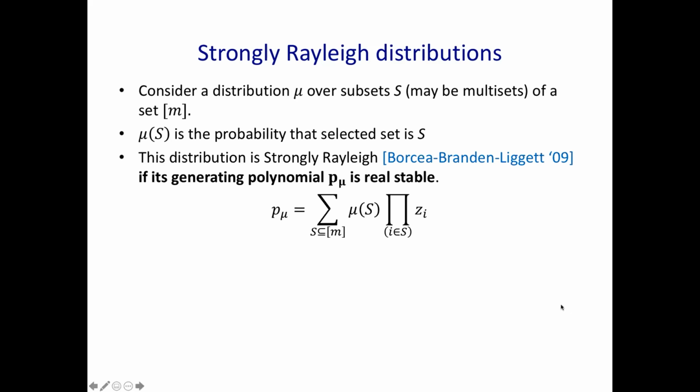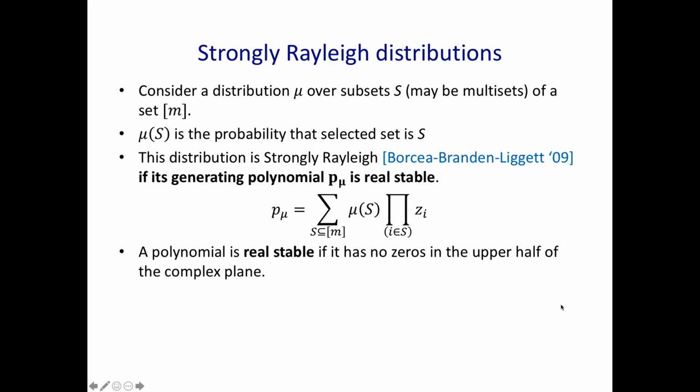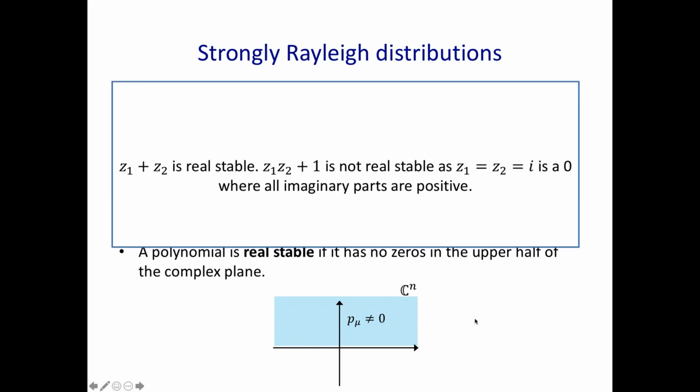And we call a polynomial real stable if it has no zeros in the upper half of the complex plane. If this is the first time you're seeing this, this is likely a bit confusing, but to give a concrete example, z1 plus z2 is real stable, but z1 times z2 plus 1 is not. Because if we set z1 equals z2 equals i, then this polynomial is 0, and the variables all have positive imaginary values. So it's in the upper half of the complex plane.